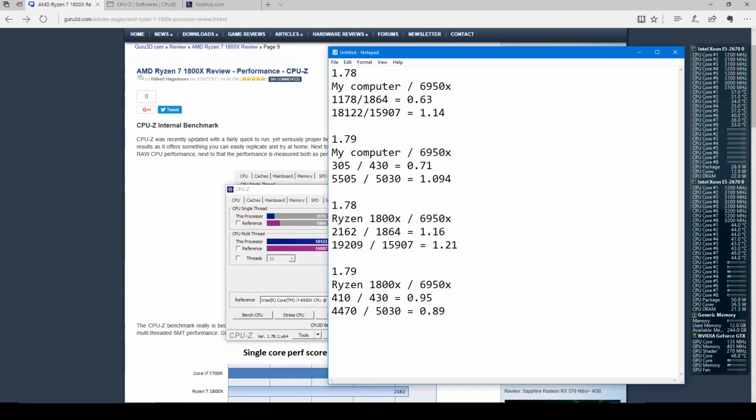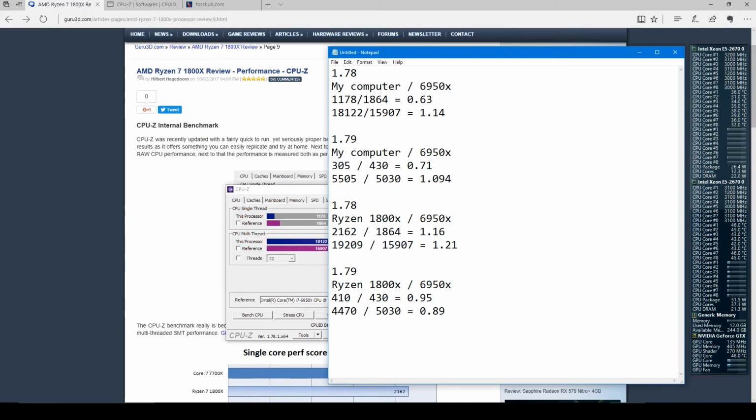And going up to the multi-thread test, it scored 19209 versus 15907 for the 6950X. That means an 8-core processor with 16 threads was 21% faster than a 10-core processor with 20 threads. So even with fewer cores and fewer threads, it was still outperforming the 6950X, which is phenomenal, amazing results. And this is something that was really favoring Ryzen at the time.